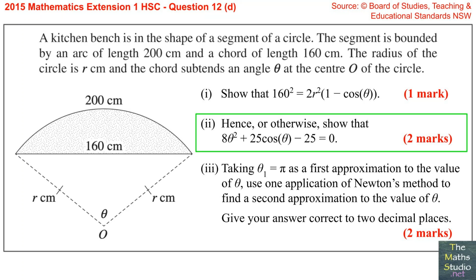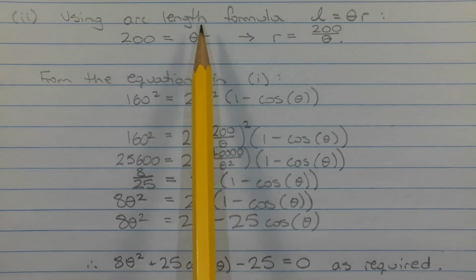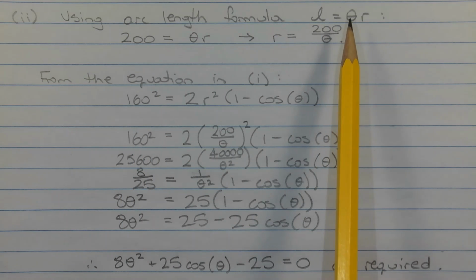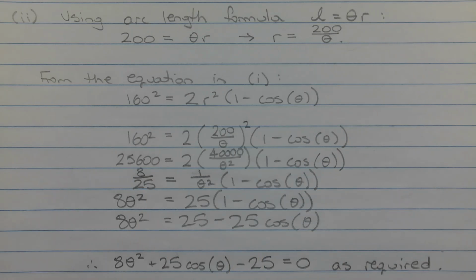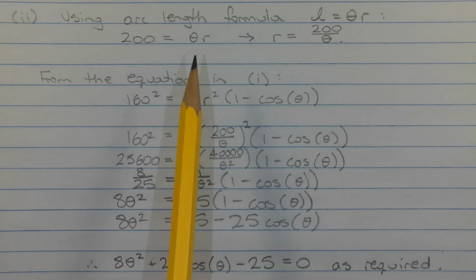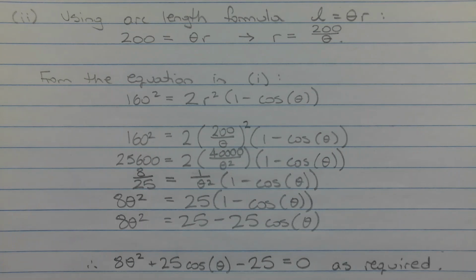Part 2. Hence, or otherwise, show that 8 theta squared plus 25 cos theta minus 25 equals 0. Using the arc length formula, L equals theta r, where theta is an angle in radians and r is the radius of the circle, we have 200 is equal to theta r. Now recall 200 is the arc length that's given in the question. Now I'm going to rearrange this equation to make r the subject, and the reason for that is because later on I'm going to use the equation from part 1 and replace r with its equivalent in theta.